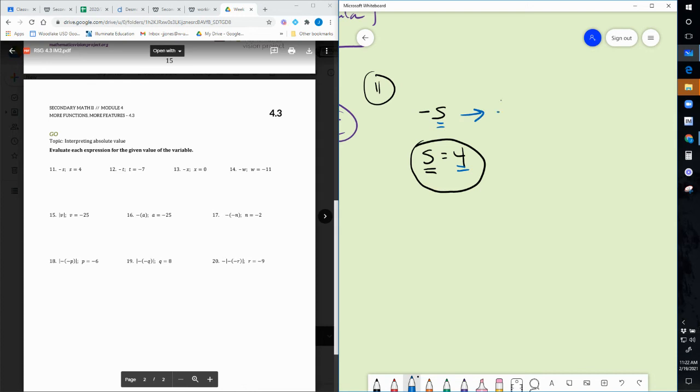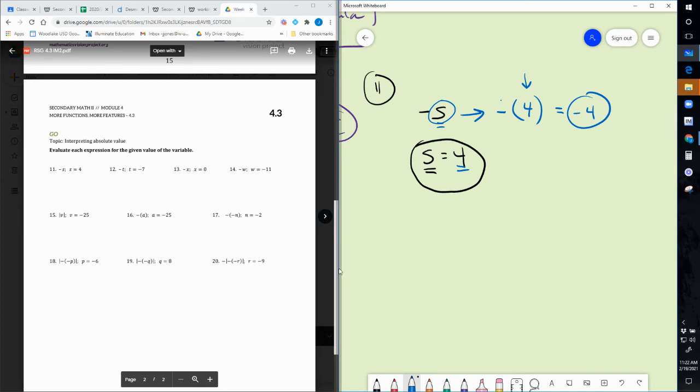Okay, this turns into negative 4, right? Negative 4. So what does this equal? Well, this equals, now you could write it as negative 4. But basically, anytime you plug in something, you always want to put it in parentheses. So negative, and then now you plug in s, and so now it becomes negative 4.